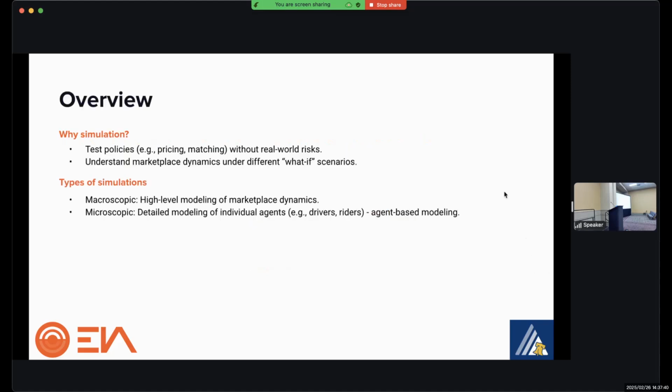Basically, they allow us to test policies without real-world risks. A lot of the policies have high stakes, for example, pricing policies, matching policies. Any issues in those policies on the production system will have a significant impact on the customer experience, and also on the platform's reputation. So simulation provides a safe environment for us to understand marketplace dynamics under different what-if scenarios.